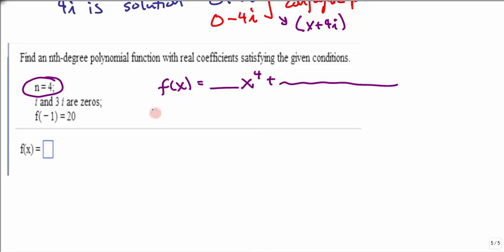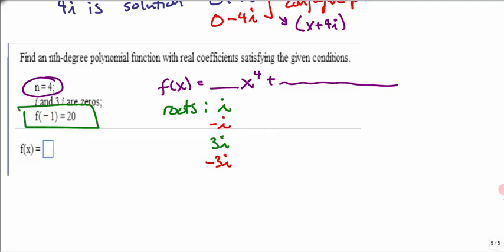Okay, so my roots are i, and of course because they come in conjugate pairs, I know I have a negative i, and they also tell me that I have 3i as a root, so that tells me I have a negative 3i over here because I have a conjugate pair. And then this f of negative 1 equals 20, I'm going to use that toward the end.